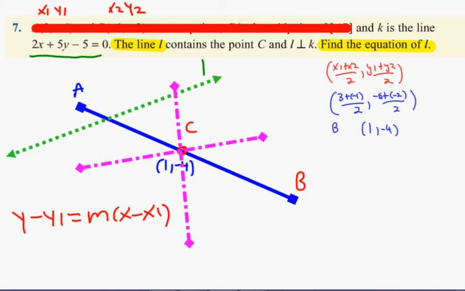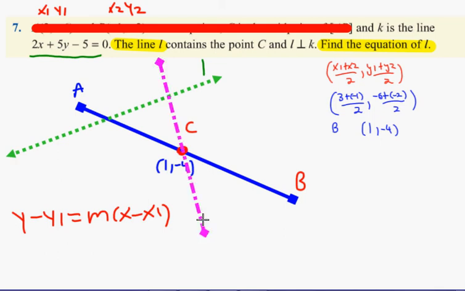But then it gives me a second criteria. The second criteria is it has to pass through C and it has to be perpendicular to the green line 2x plus 5y minus 5. So it means I have to have a very particular direction, which is only one possible line. That makes sense? I don't think it does. So here's what we're going to do. We're looking for the equation of the pink line.